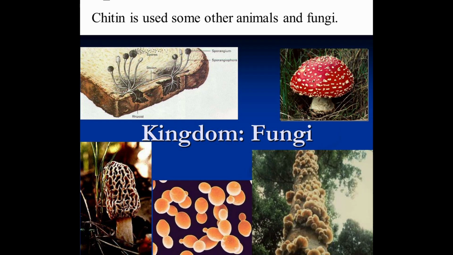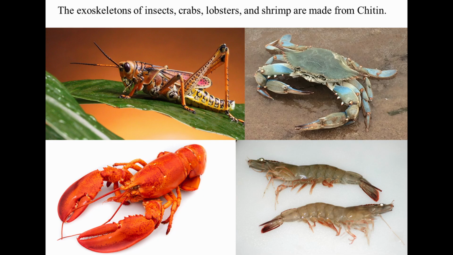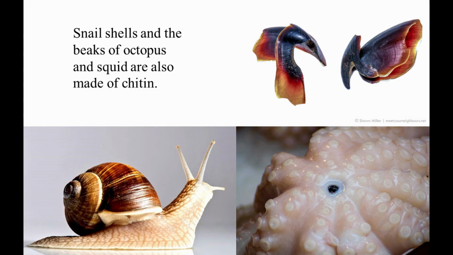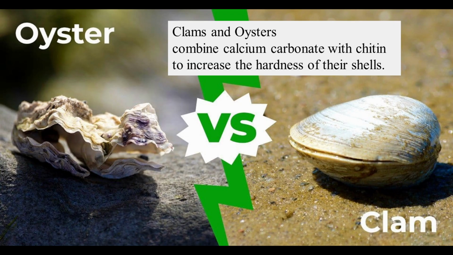Chitin is used by some other animals and fungi. The exoskeletons of insects, crabs, lobsters, and shrimp are made from chitin. Snail shells and the beaks of octopus and squid are also made of chitin. Mollusks, such as clams and oysters, add calcium carbonate into their chitin shells to increase its hardness.